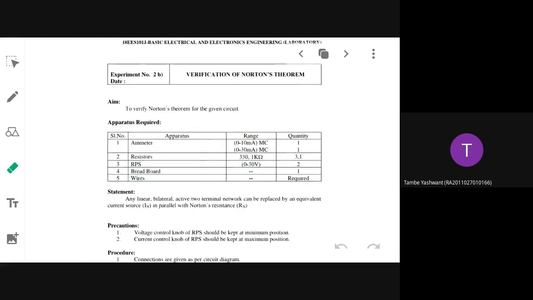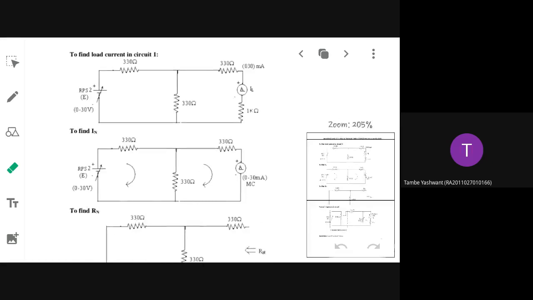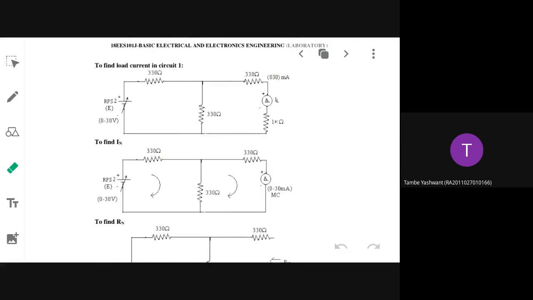This is Norton's theorem, second subdivision. Here also one circuit is given. The same circuit is given here. So R Thevenin, same value you can put it.